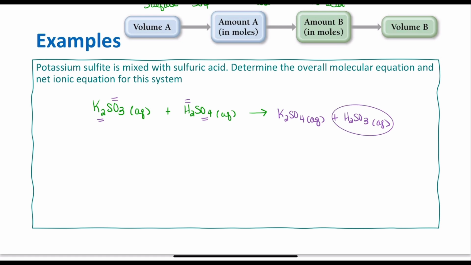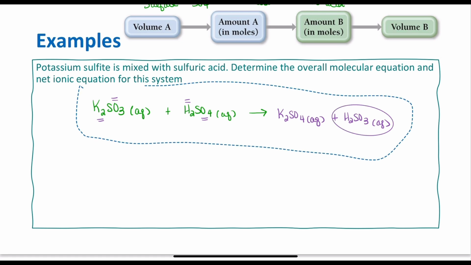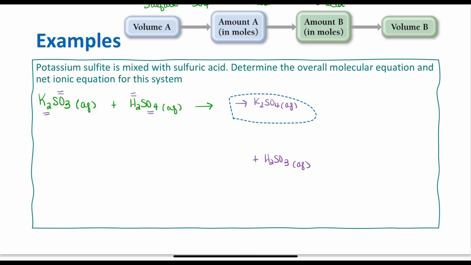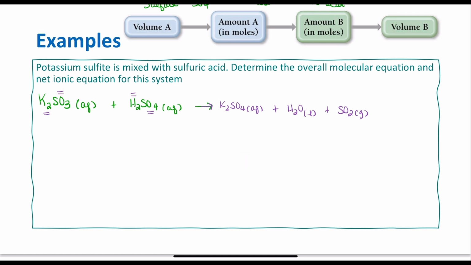I need to recognize this is sulfurous acid, and sulfurous acid is one of the ones that breaks down into a gas evolution. So it is a double displacement to gas evolution reaction. So my actual products here will be the K2SO4 as described, and the H2SO3 decomposes to form water, and the remainder is a gas. The remainder is SO2 in this case. So that's my molecular equation.